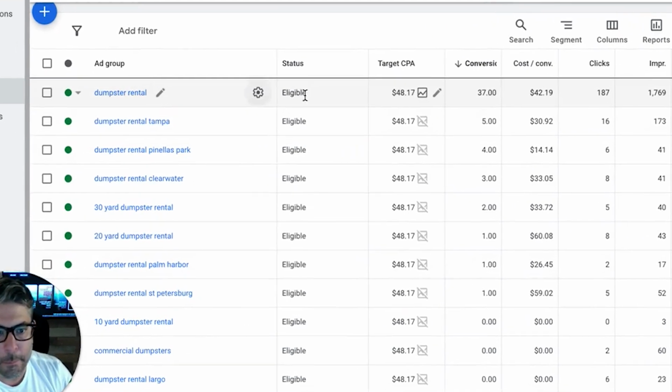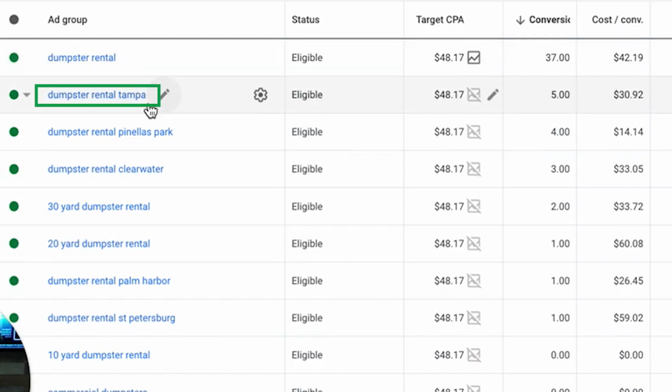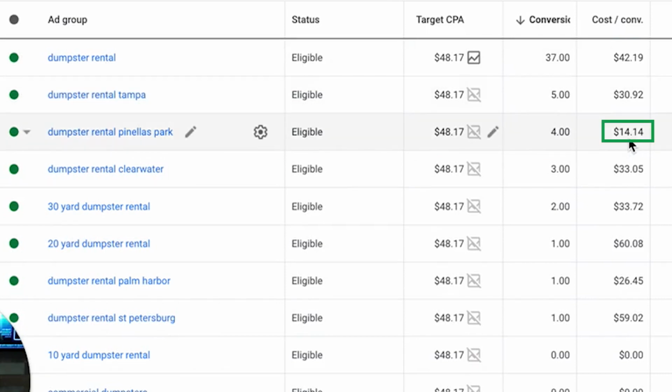Obviously, a majority of them are coming from the dumpster rental ad group. And that just has a bunch of keywords in it, like dumpster rental near me, stuff like that, which we'll show in a minute. And then we have some geo ad groups, which are pulling some nice leads, right? 5 out of Tampa, and they're cheap, $30. Real cheap, $14.